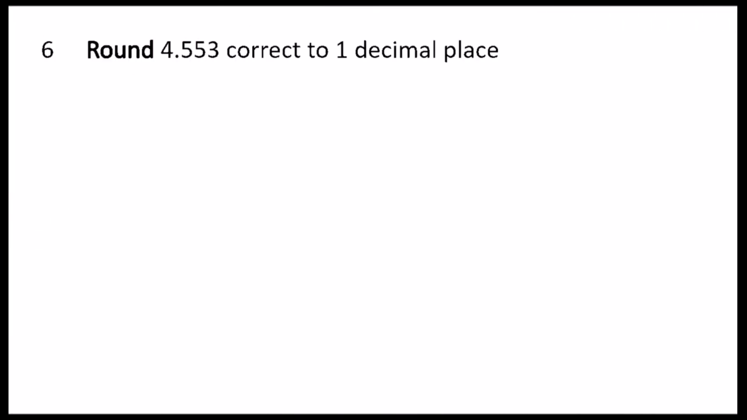For question 6, we're asked to round to 1 decimal place. So what I'm going to do is I'm going to rewrite my number to start off with, which is 4.553. If I want 1 decimal place in my answer, I therefore need to go to my decimal place and count 1 space and then put a line to cut it off.